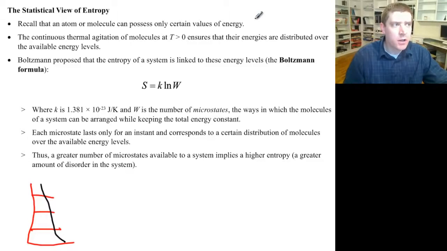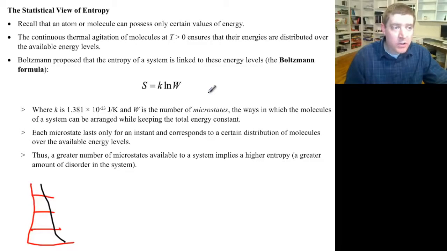Now, Boltzmann proposed that the entropy of a system is linked to these energy levels, and here we get the Boltzmann formula for entropy. S equals k natural log of W, where k is the Boltzmann constant. Sorry, not the Boltzmann distribution, the Boltzmann constant here. And W, this capital W, is the number of microstates, the ways in which the molecules of a system can be arranged while keeping the total energy constant.